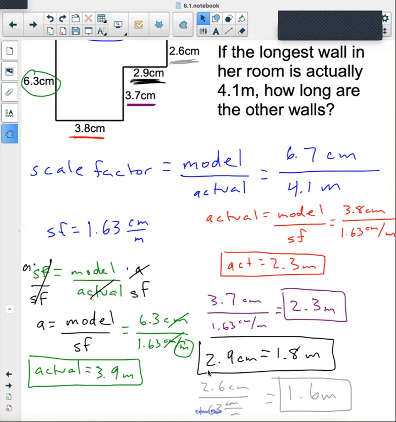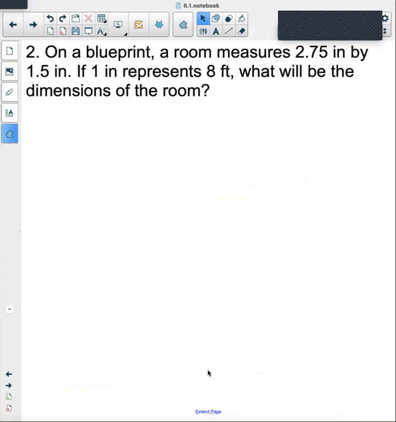So that is how we apply scale factors. A little bit of algebra, a little bit of review from earlier in the school year. All right, so next example.